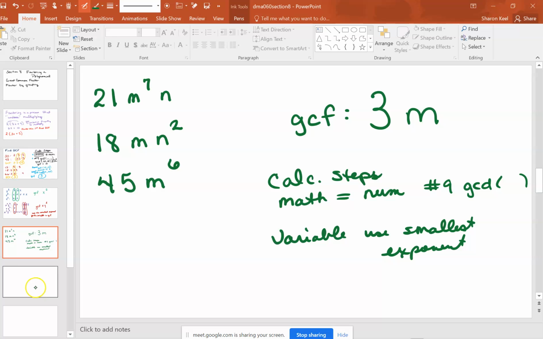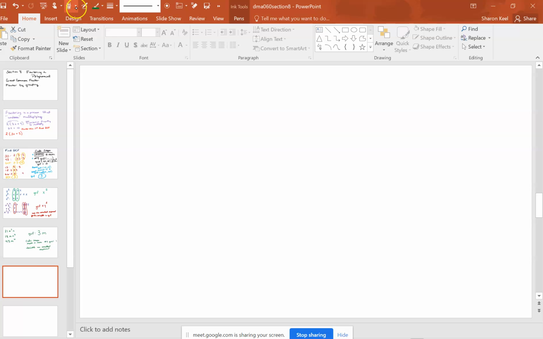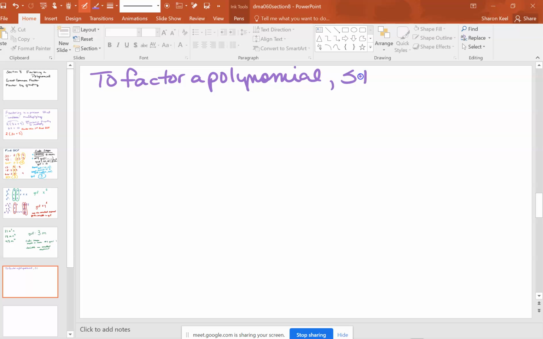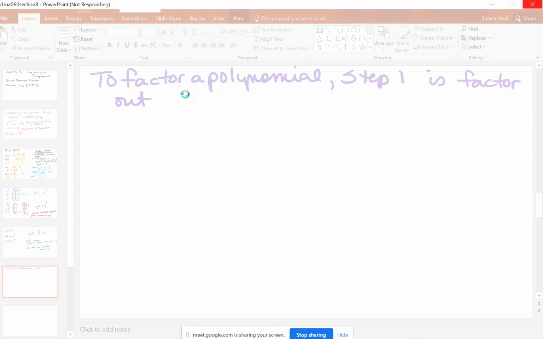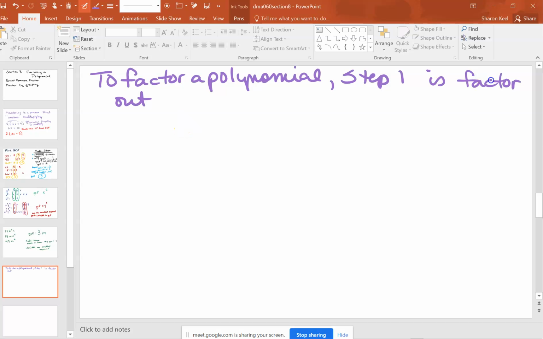Now, when we learn to factor a polynomial, when we get to our section on trinomials, after everything's in the right order, the first step is to factor the GCF, if there is one. Factor out the greatest common factor.